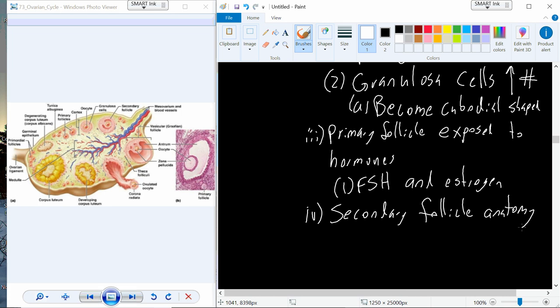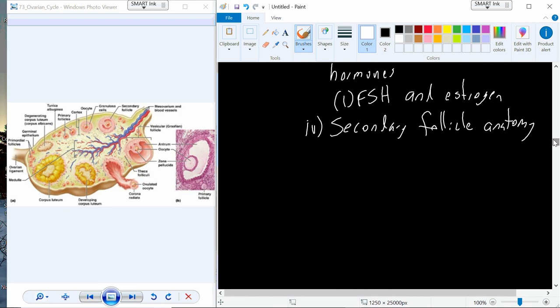So we start out here with our primordial follicle, individual layer of squamous cells, individual oocyte, and then we move on to our primary follicle. We have this transition where we increase the size of the oocyte, and you can see that there are more layers of those cuboidal cells, so more granulosa cells. Then we're going to begin to develop these open spaces inside of the secondary follicle.